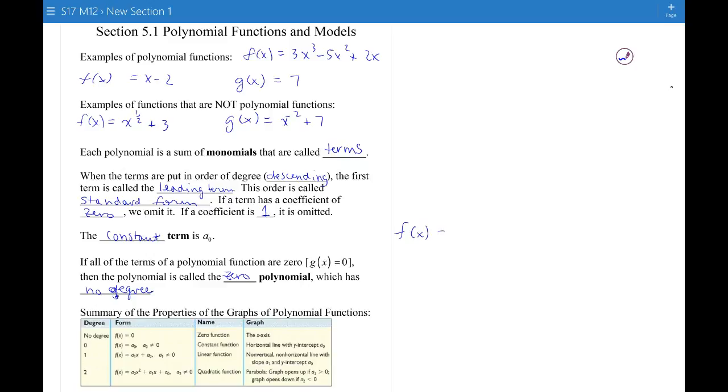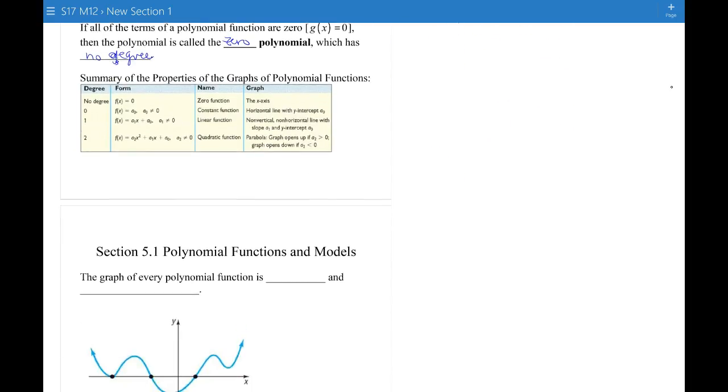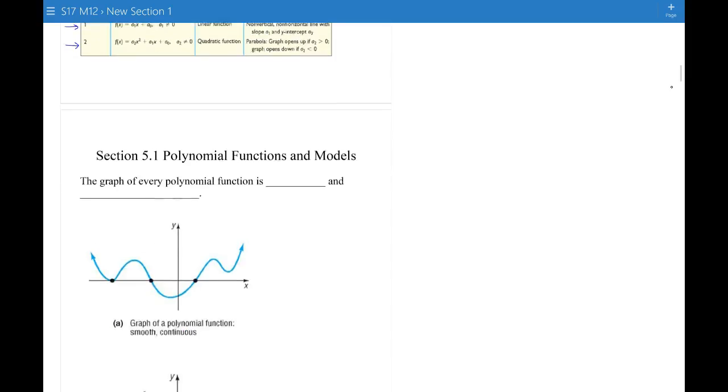Because if I have this polynomial that's just a constant, this is degree 0, so that already got used up. So the zero polynomial has no degree. So here's a little summary of the properties of the graphs of polynomials. So we know the zero function is just the x-axis. The constant function is a horizontal line. Linear functions make lines, and quadratic functions make parabolas. So we've learned about all of those already.